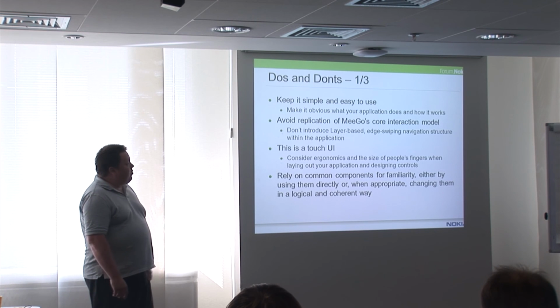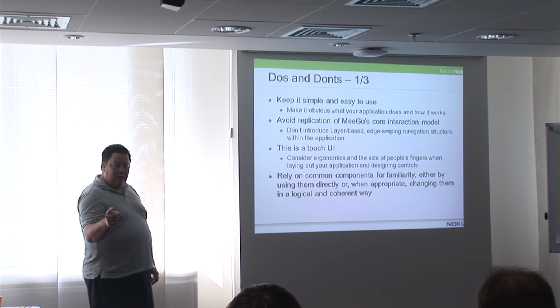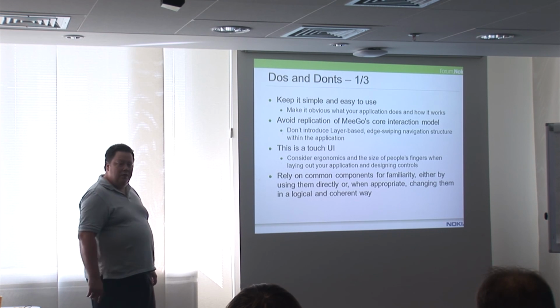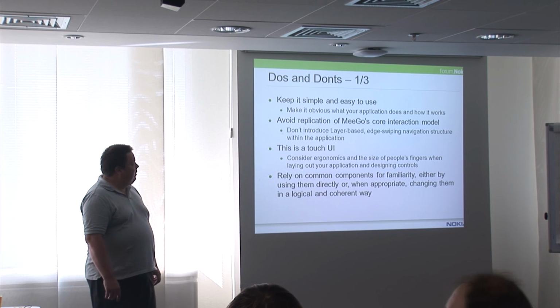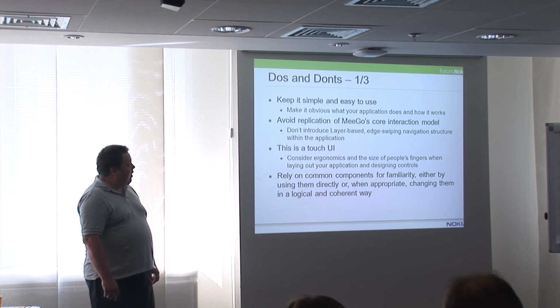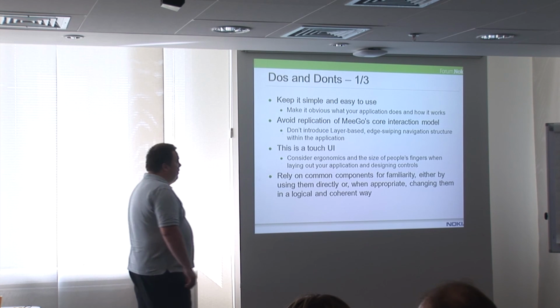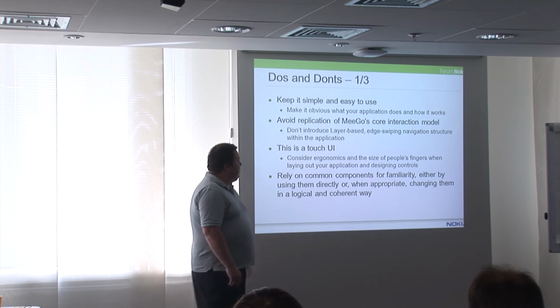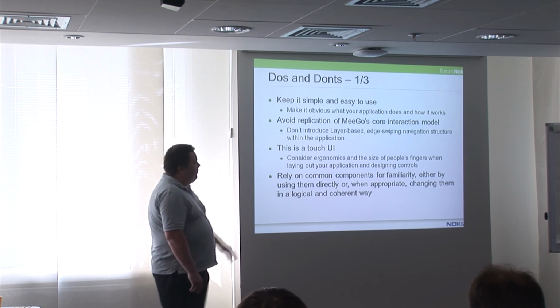Avoid replication of MeeGo's core interaction model. Yes, you can use swipes, for example. That's very nice, for example, to browse a horizontal list. But don't mix with swiping from corner to corner, or from border to border, because that should close the application. Don't introduce layer-based edge swiping, border swiping navigation structure. That will be confusing. This is very important.